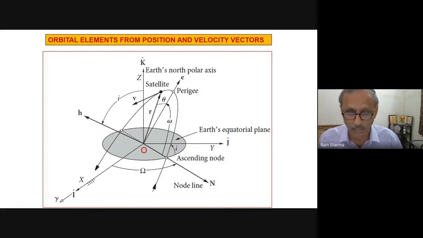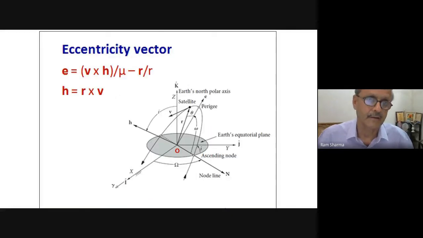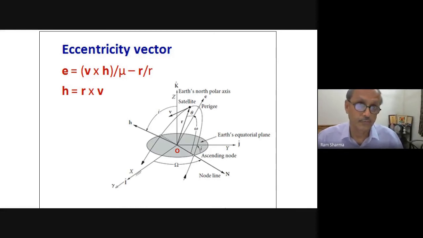N vector we know. It has only two components. E vector we have to calculate. It may have all three. And the E vector, I told you, you will have to calculate, because the H vector you are already calculating, and the V vector is already given to you. So one more, V cross H, you will have to calculate. All their components you will have to divide by mu, that is 398600, and all R components you will have to divide by the magnitude R. R also you know, already you are calculating.